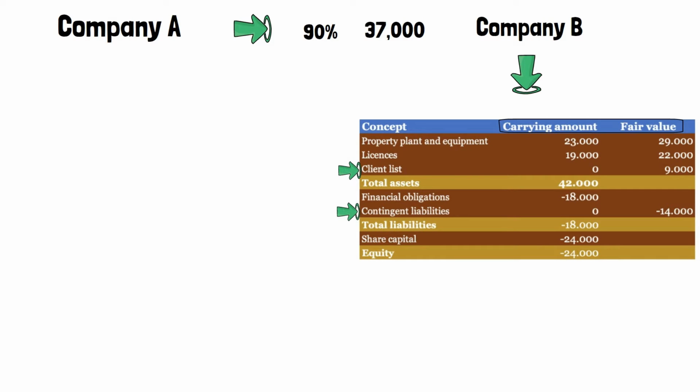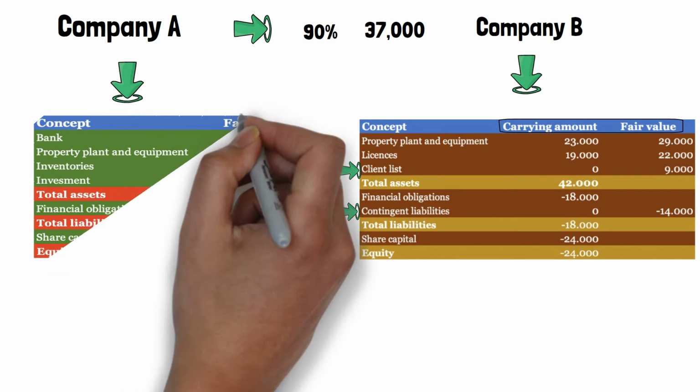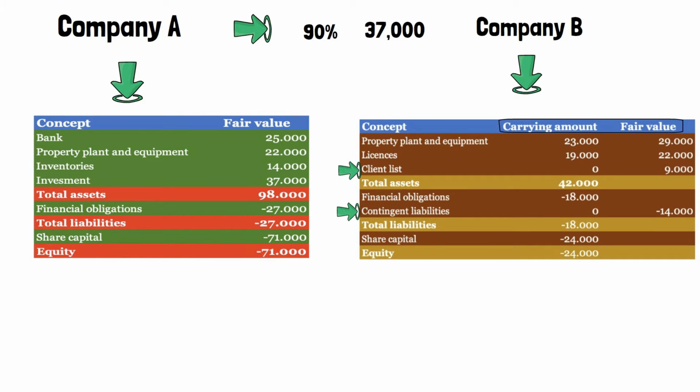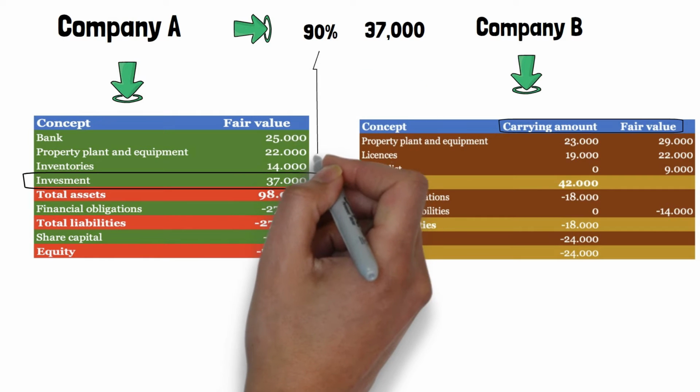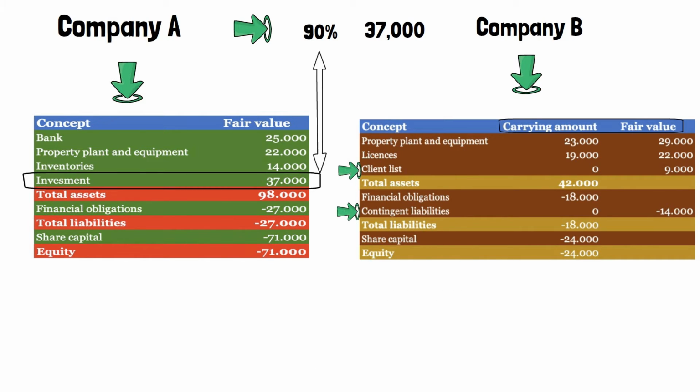On the other hand, the financial statement of Company A is as follows. As can be seen, within Company A's financial statements, there is a recognized investment of $37,000, which is equivalent to the amount of the consideration paid for 90% of the shares of Entity B. Based on the above information, we are going to determine the identifiable assets and liabilities, the generated goodwill, and the non-controlling interest. To solve this exercise, we will first determine the identifiable assets and liabilities.